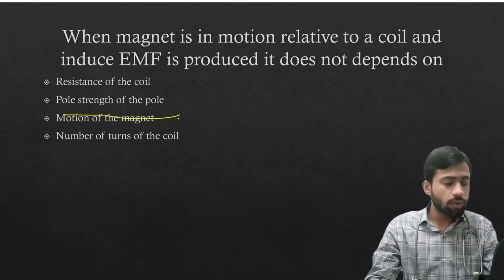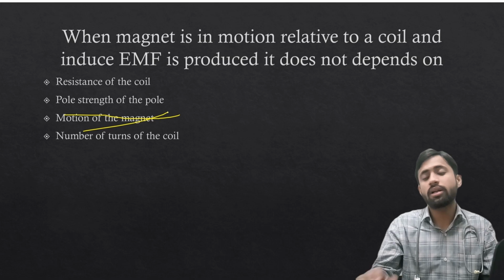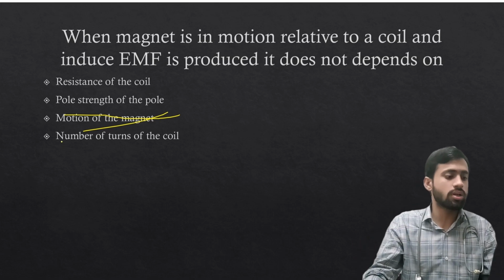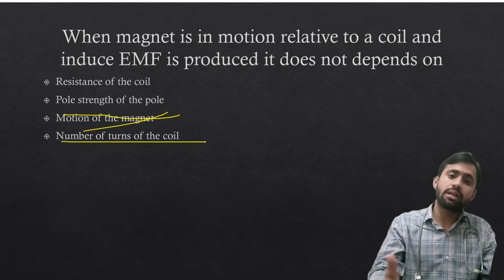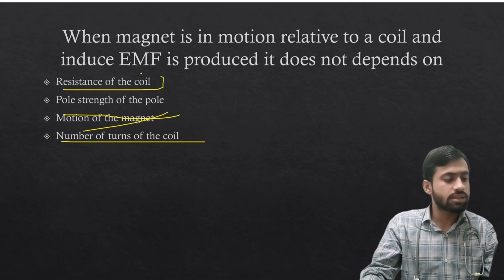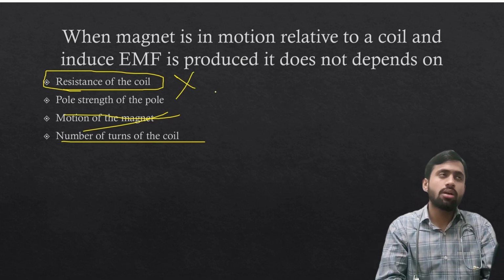The stronger the magnet, the greater the induced EMF. The greater the motion of the magnet, the greater the induced EMF. The greater the number of turns of the coil, the greater the EMF induced. There is no impact of the resistance of the coil.